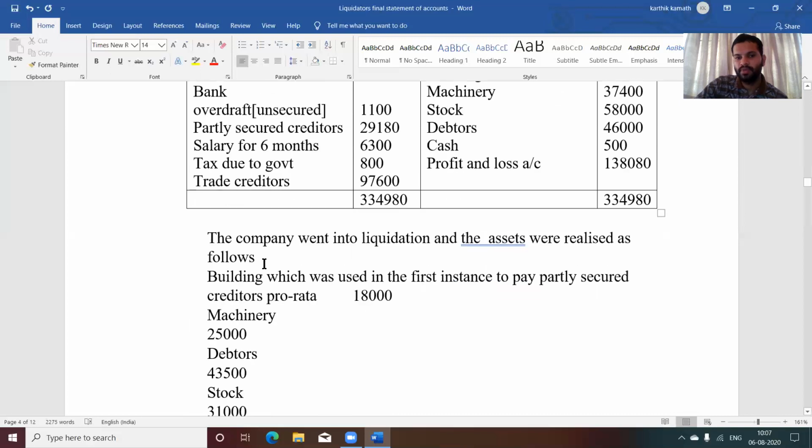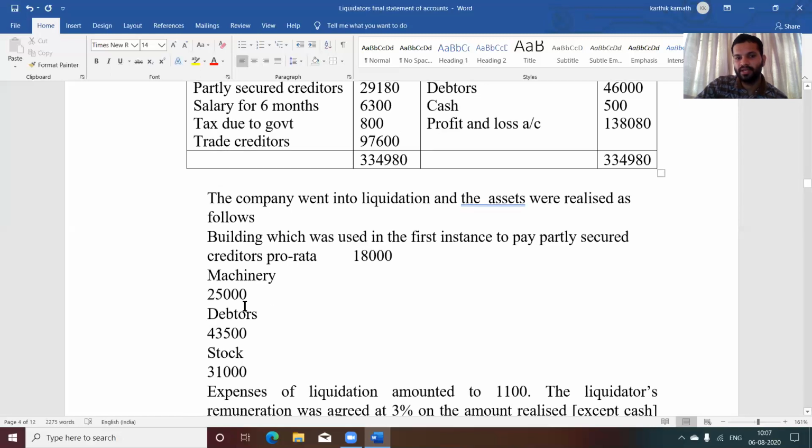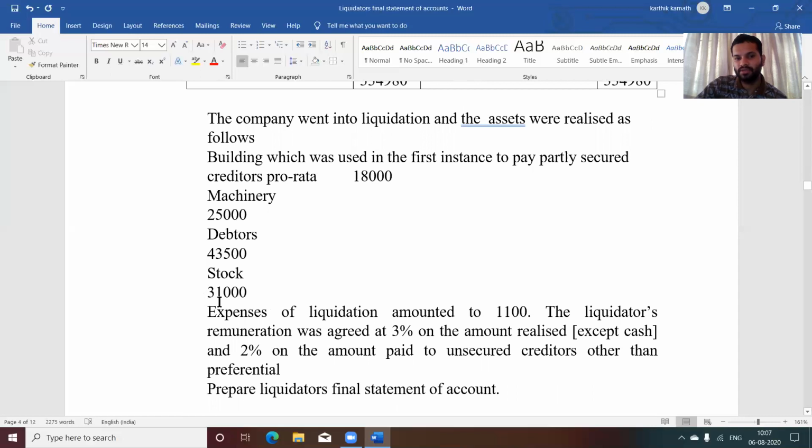So now you see the adjustment. The company went into liquidation and assets were realized as follows. Building was used in the first instance to pay the partly secured creditor on pro rata, that is 18,000. Machinery 25,000. So basically these are realized amounts. Machinery 25,000, debtors 43,500, stock 31,000. Expenses of liquidation amounted to 1,100 and liquidators remuneration was agreed to be paid at 3% on the amount realized except cash and 2% on the amount paid to unsecured creditor other than preferential creditors. To prepare the liquidator's final statement of account.